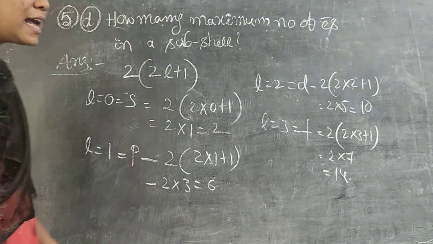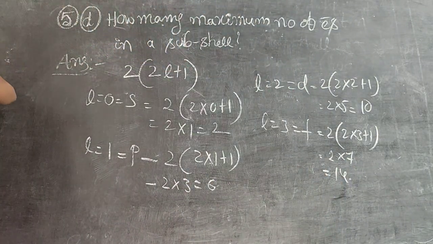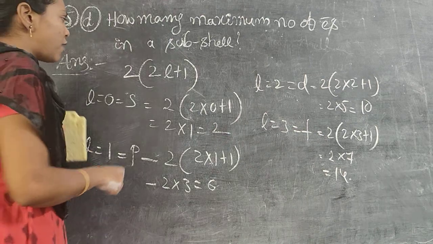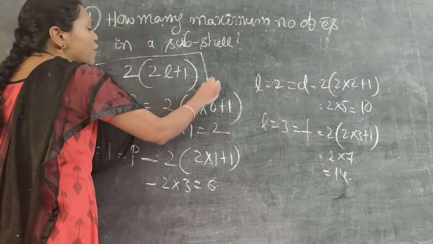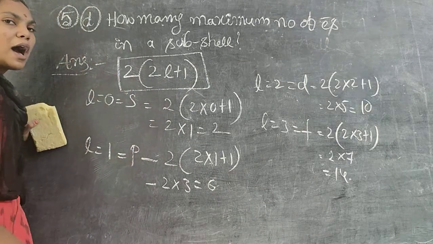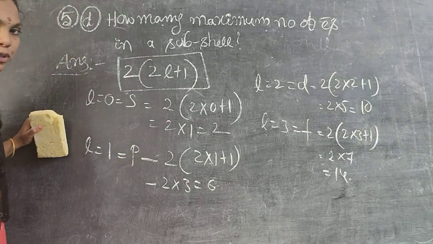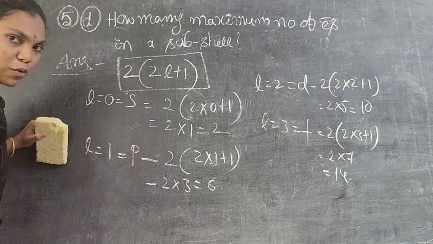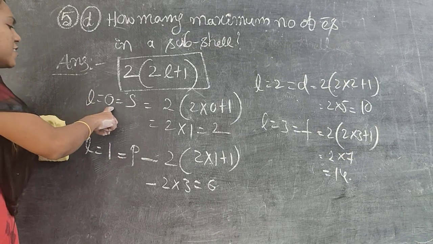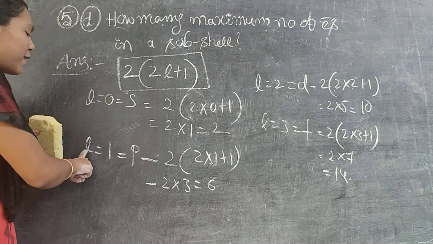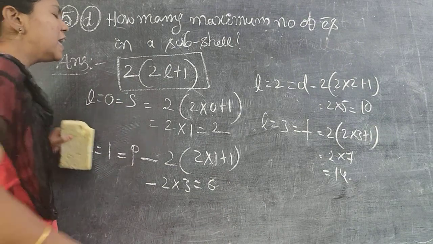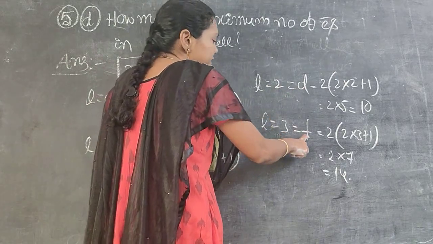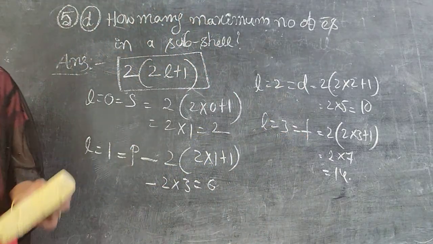Are you understanding? The maximum number of electrons in each and every subshell depends upon one formula, that is 2 into (2l plus 1). Here l is the angular momentum quantum number. If l value is 0, that is s orbital. If l value is 1, that is p orbital. If l value is 2, that is d orbital. If l value is 3, that is f orbital.